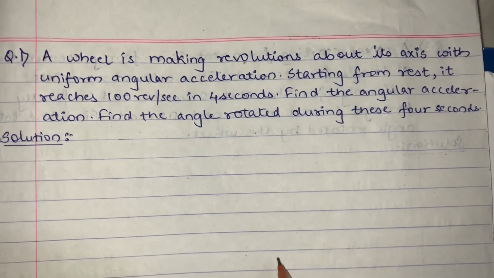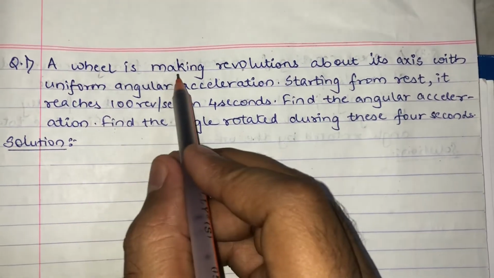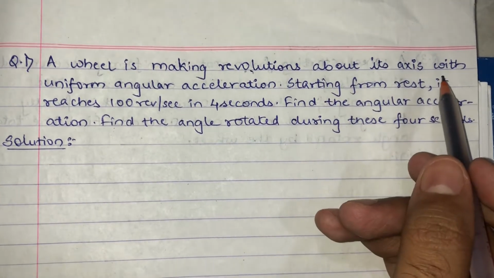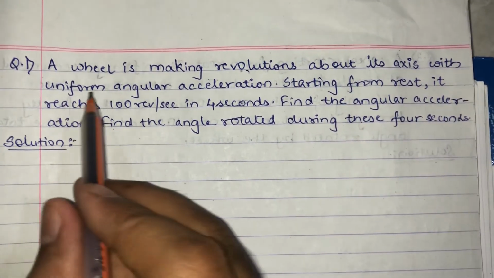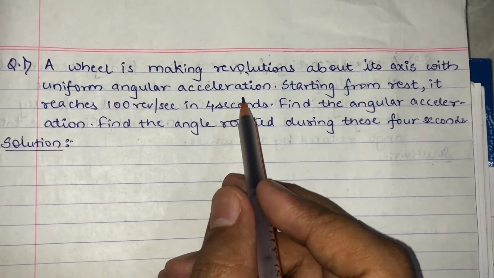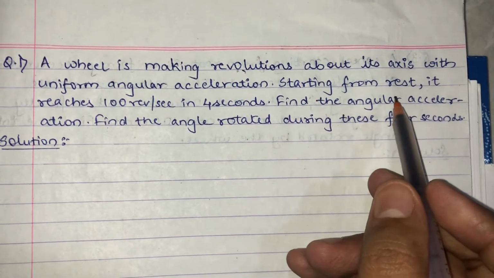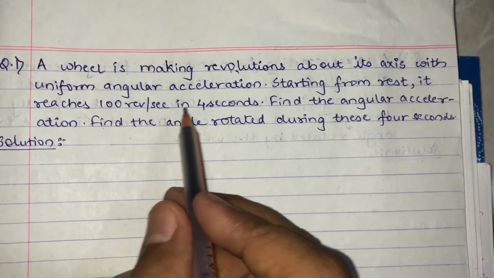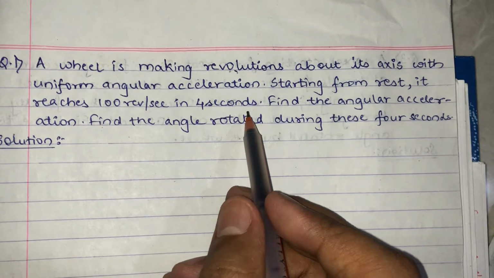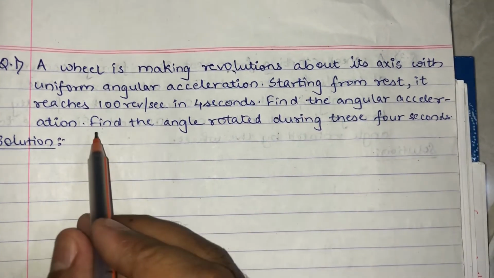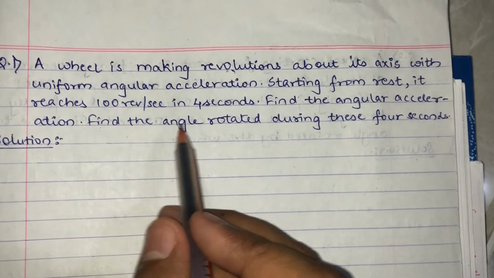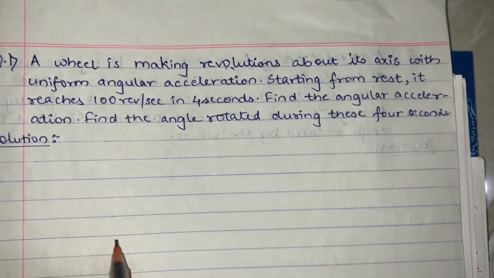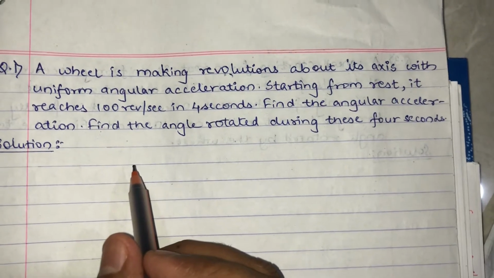Now the question says a wheel is making revolutions about its axis with uniform angular acceleration. Starting from rest, it reaches 100 revolutions per second in 4 seconds. Find the angular acceleration. Find the angle rotated during these 4 seconds. So with this, we'll start with the data.